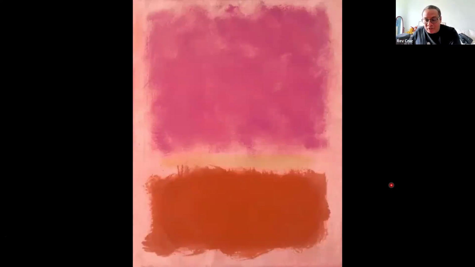And when you play around with the sizes of the color fields, for example, if this painting was the other way around, instead of the pink being the larger color field, what would we feel if the orange was the bigger field, right?